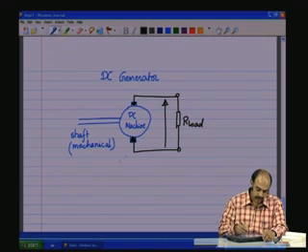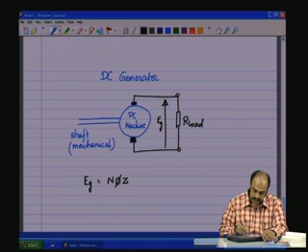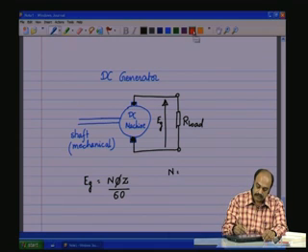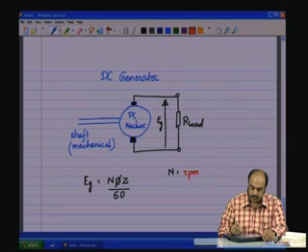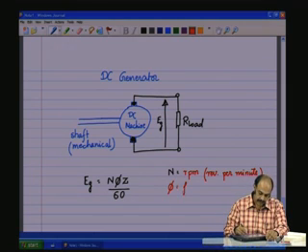The induced voltage, we will call this one as E generated. E generated is given by N phi Z by 60, where N is the RPM of the shaft rotation or the rotor rotation. RPM is revolution per minute. And phi is the flux per pole. This is in Webers.